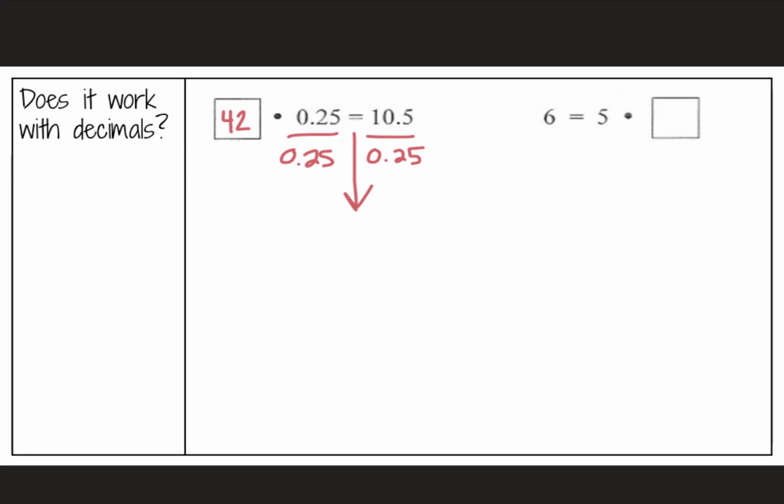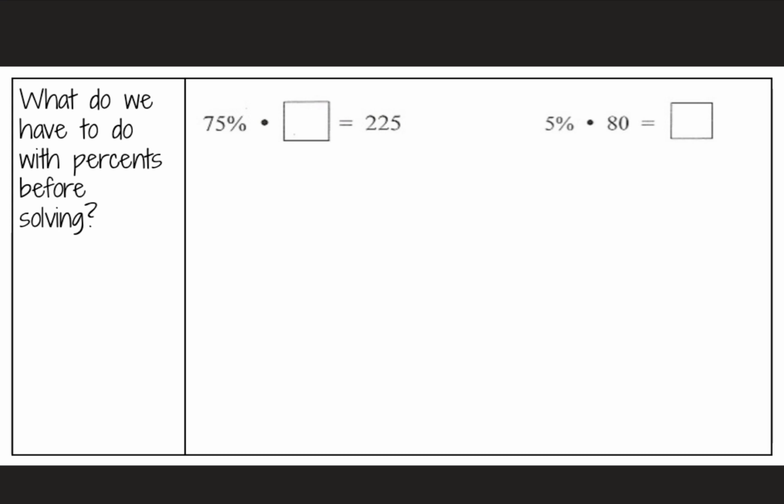Look over at the next one. 6 equals 5 times something. Could we divide both sides by 5 to figure out what that something is? Absolutely. 6 divided by 5, what do you get? 1 and 2/10. Now check that. 5 times 1.2, what do you get? 6. So yes, using division in a multiplication problem to solve for an unknown gives us the answer that we're looking for. Let's use what we've reviewed in the previous 2 little chunks.